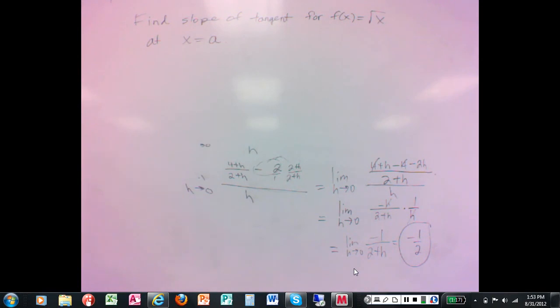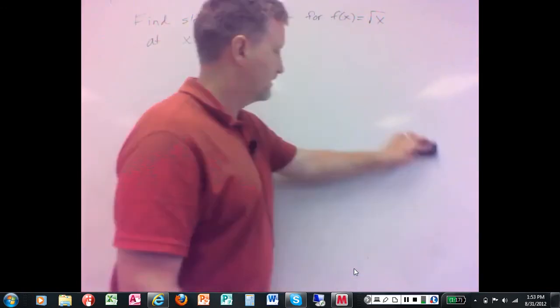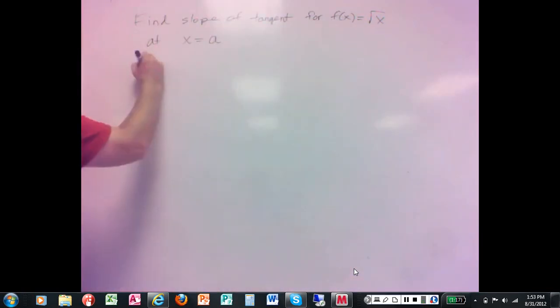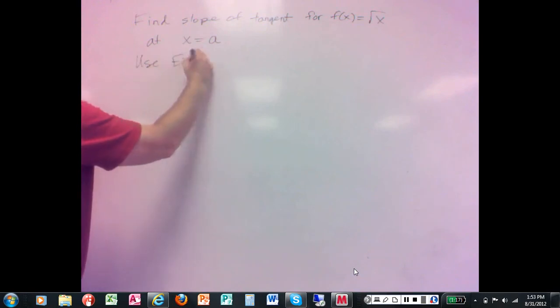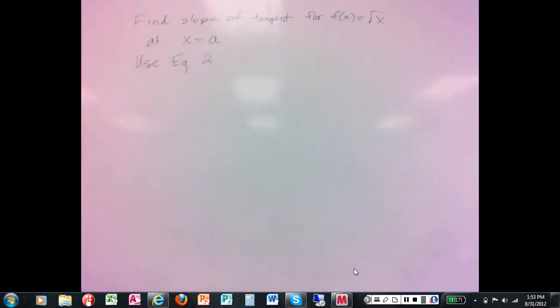We're not going to say what the a is. A could be 4, it could be 6, it could be anything we want a to be. So we're just going to do this one in general. We're just going to leave the a in there. Okay? And again, let's use equation 2. We could use definition 1, but let's try equation 2 on this.